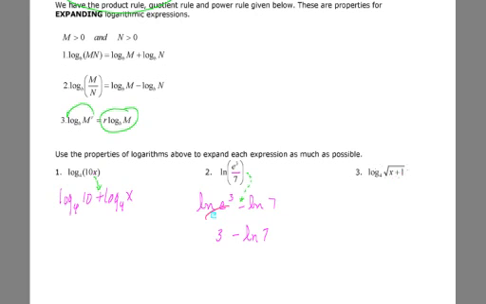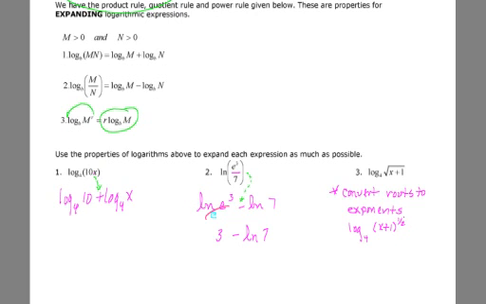Let's look at this one. I don't see anything obvious, but here is a big thing you need to remember. Always convert roots to exponents. I've got this square root here, and I know that a square root is the same thing as a 1/2 exponent. So I can write the square root of x plus 1 as x plus 1 to the 1/2.